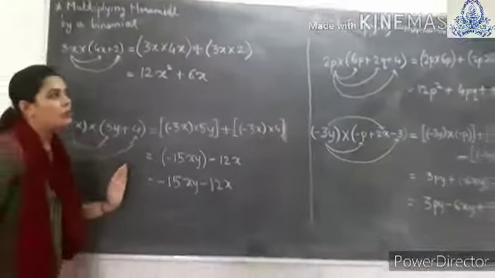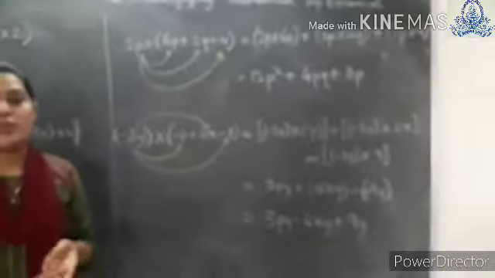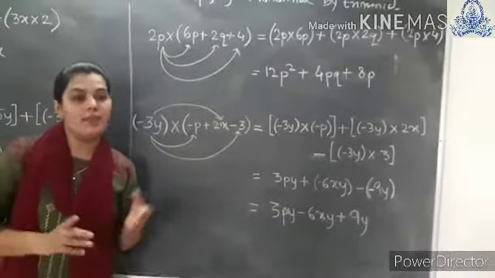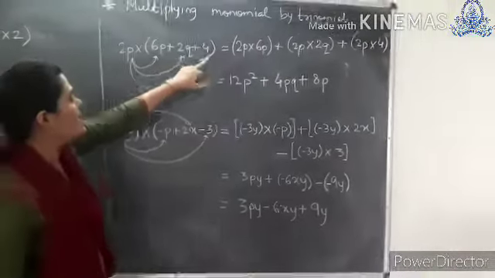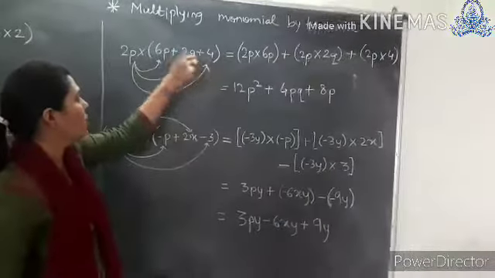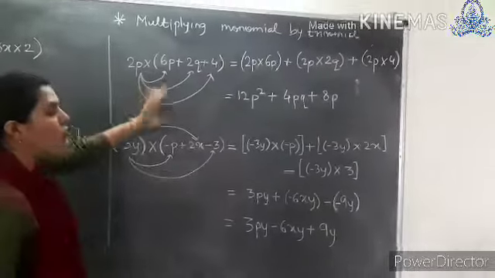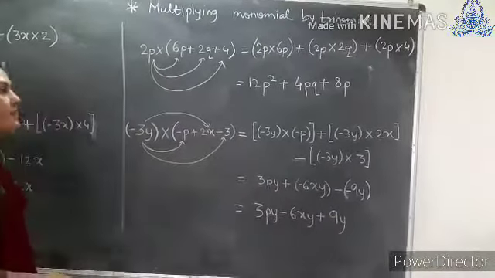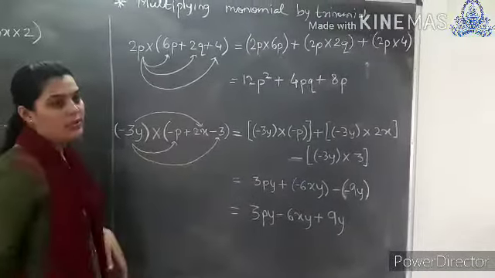Now we will see how to multiply a monomial by a trinomial. Trinomial means what? The polynomial which has 3 terms. Okay. See, this is a monomial and this is a trinomial, 6p plus 2q plus 4. They consist of 3 terms, so this is a trinomial. Okay. Now how to multiply this? In the same way as we multiplied with the binomial, we multiply with the trinomial.